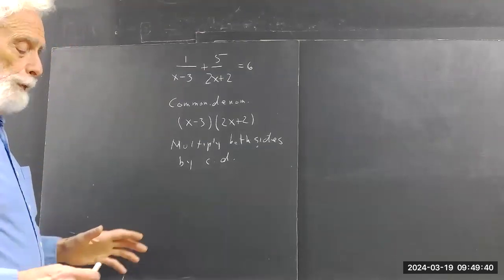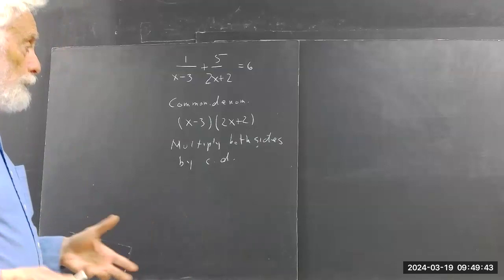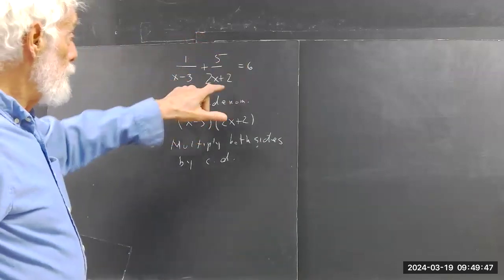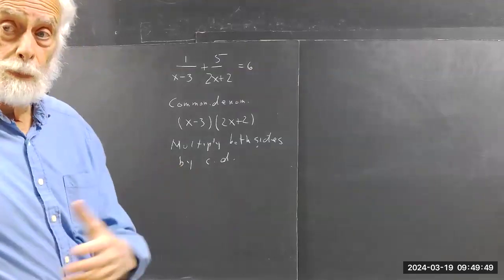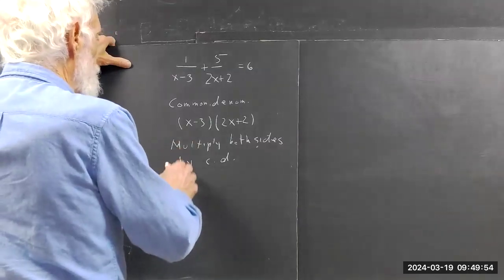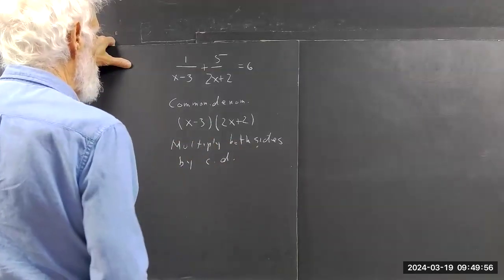And after we've done a few of these, we figure out that what that's doing is it's simplifying this thing to where we don't have any denominators, and it's an equation we can solve. Okay, well, what do we do? We write out, multiply both sides by the common denominator.